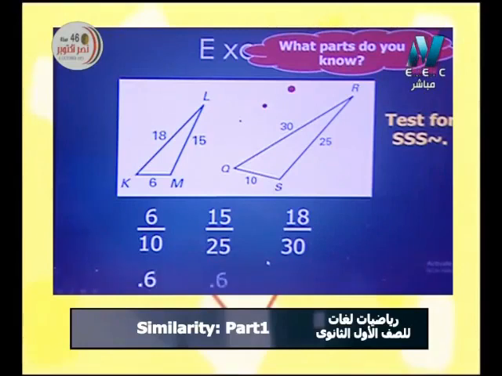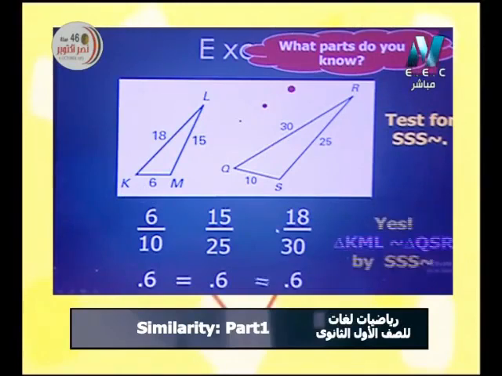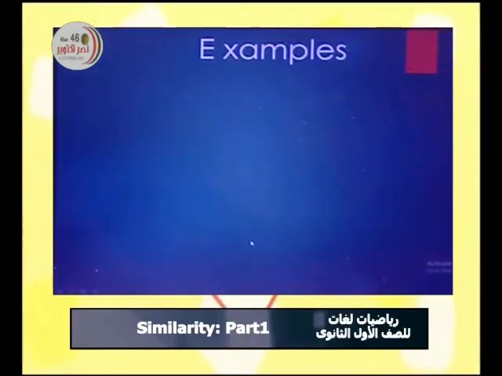We try to find out the ratio. It's 0.6, 0.6, 0.6, so they are proportional. Therefore, the two triangles will be similar. Yes, triangle KML is similar to triangle QSR by SSS similarity, or side side side similarity. Let's move to the next example.